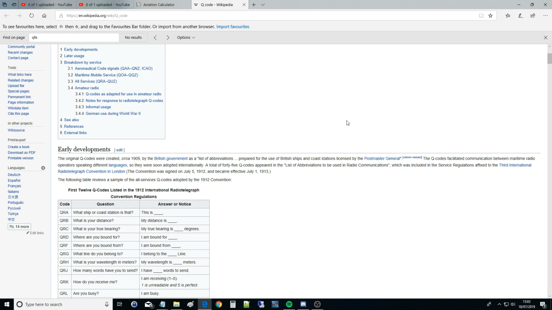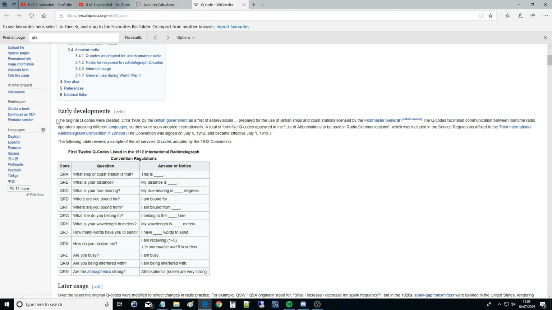So, early developments. We'll quickly blast through this because it's interesting. The original Q codes were created circa 1909 by the British government as a list of abbreviations prepared for the use of British ships and coast stations licensed by the Postmaster General. The Q codes facilitated communication between maritime radio operators speaking different languages, so they were soon adopted internationally. A total of 45 Q codes appeared in the list of abbreviations to be used in radio communications, which included the service regulations affixed to the Third International Radio Telegraph Convention in London.